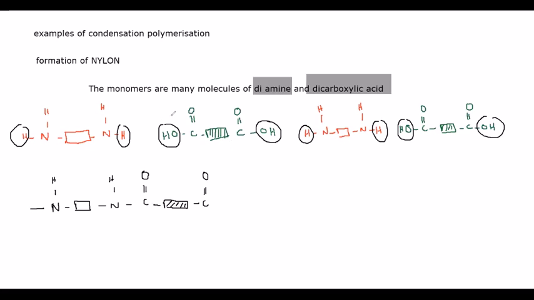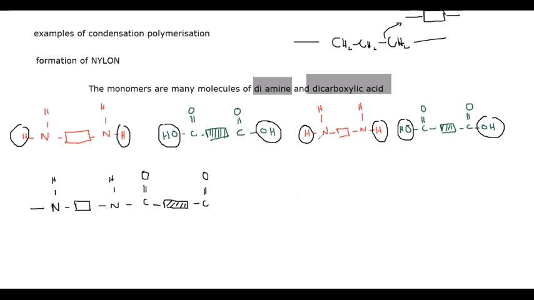The box is representing a carbon chain. For example, if there are 10 carbons, 20 carbons, or 5 carbons between them, there's a carbon chain. So instead of drawing the chain, we can just use a symbolic representation and use a box here. This box is representing a carbon chain, and using a different symbol for a box shows that the number of carbons present here might be different from the number of carbons present here.